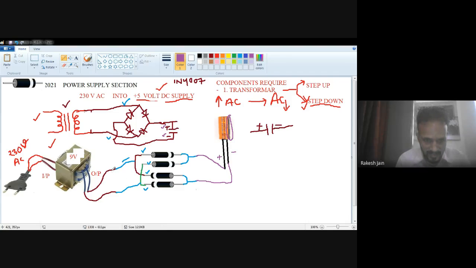So definitely here at the input side, at the output of the transformer, an AC signal was there.